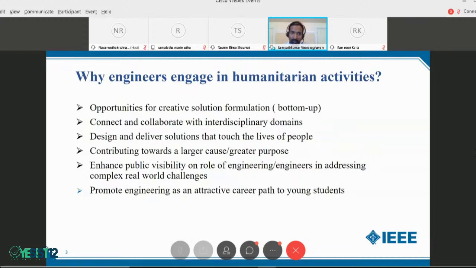So this is a very fundamentally critical aspect of it. And thirdly, you have this passion and satisfaction, right? You are contributing to a larger cause, because through your innovation you can touch the lives of millions of people. So essentially you are bringing in a change. I would say the change can be positive or negative, depending on the technology you are developing, right?